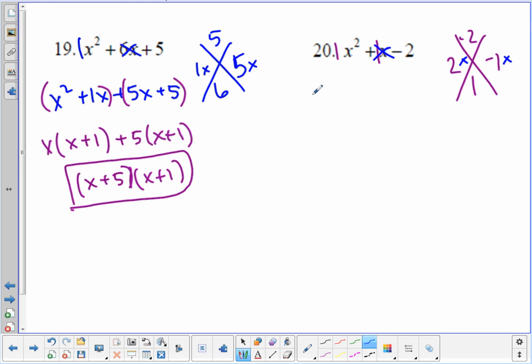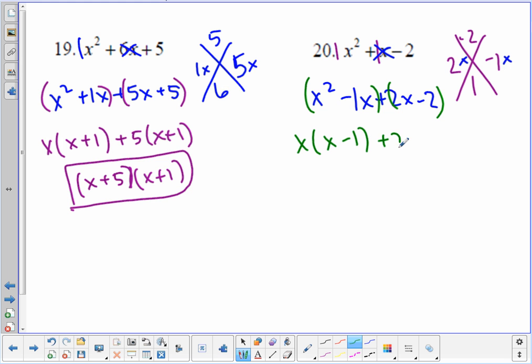So get rid of that. I've got x squared minus 1x plus 2x minus 2. And then I factor them. Group, group. I can take out an x, leaving me with x minus 1. I can take out a 2, leaving me with x minus 1. So I have x plus 2, x minus 1.